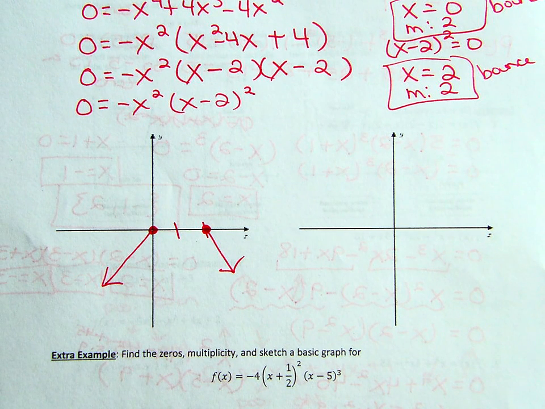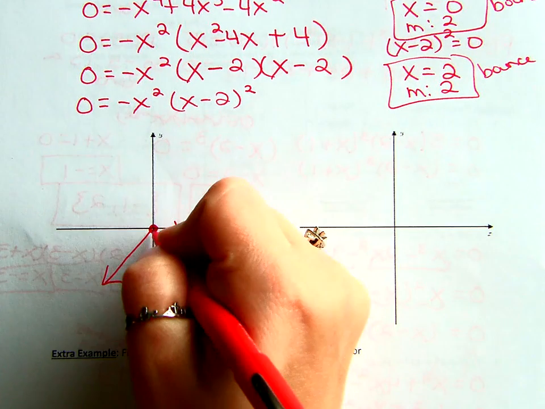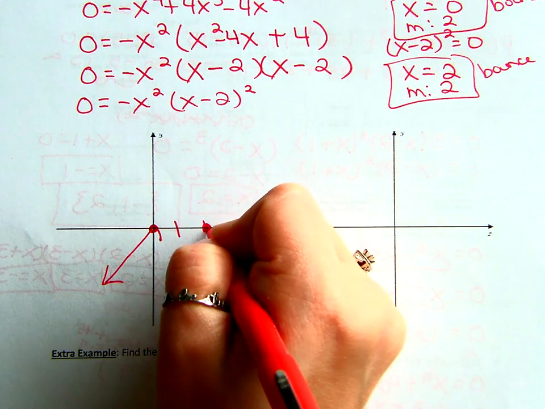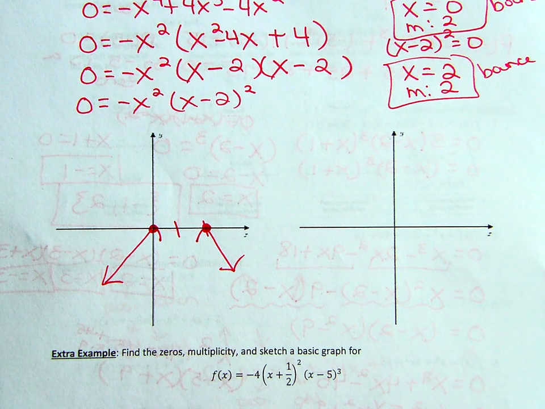And then we found our multiplicity, which said at each of my zeros, I bounce. So I'm not going through my axis, I'm bouncing. So I need to come back down here, and I need to come back down here. I bounced. I didn't go through. And then really, you just kind of connected.